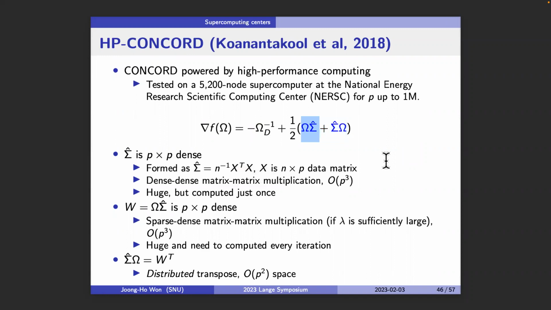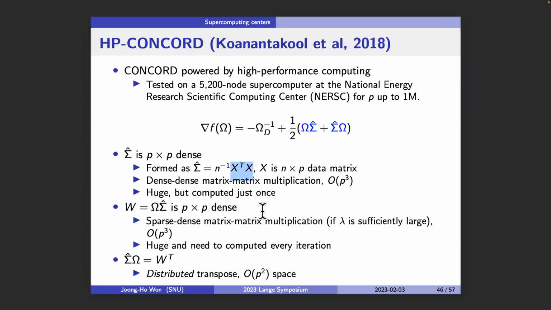Omega times sigma hat, where sigma hat is the sample covariance matrix. First, you need to build the sample covariance matrix, which is a p by p dense matrix. And this has to be formed from the data matrix. So it's a dense matrix multiplication. It's a huge matrix multiplication problem. But the good part is that this matrix has to be formed just once before iteration.